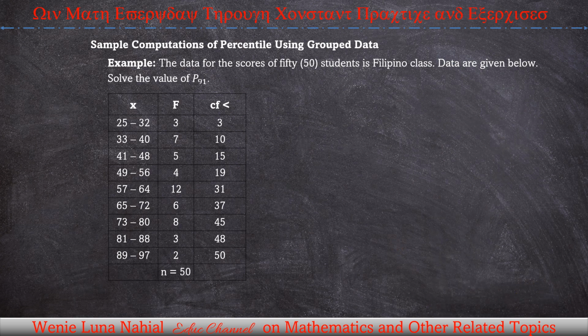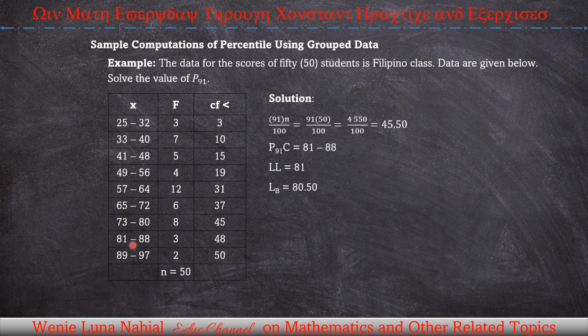Now, for the same set of data, we have to get P sub 91. So the same process, replace K by 91, then multiply that one by 50. You get 4,550 divided by 100, you have 45.5. So this 45.5 is less than 48. So our percentile class is 81 to 88. So the lower limit is 81, the lower boundary is 80.5.